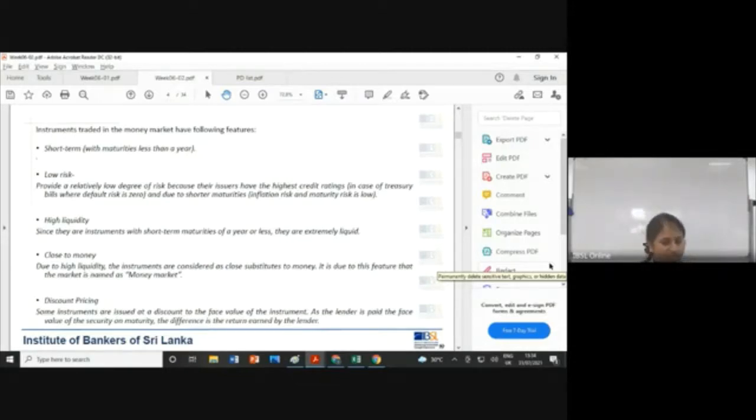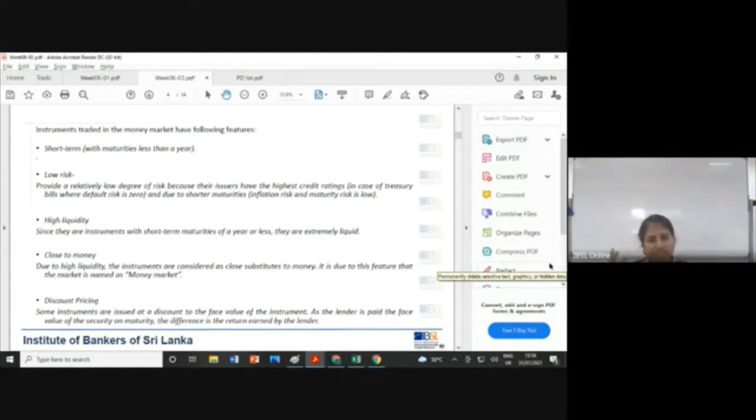Bank says 10% interest. So, if you deposit 1,000, at the end of the year, on top of that as an add-on, you get 10% of your 1,000 as interest. But you have some money market instruments which have a discount pricing. They have a face value. Imagine it's a certificate.